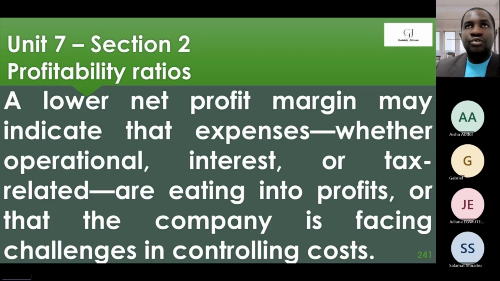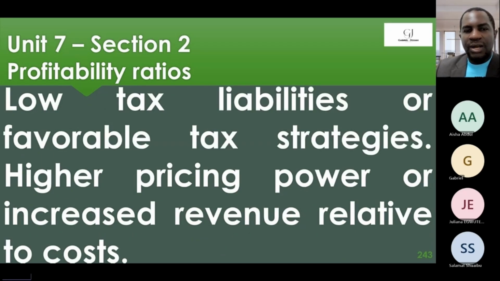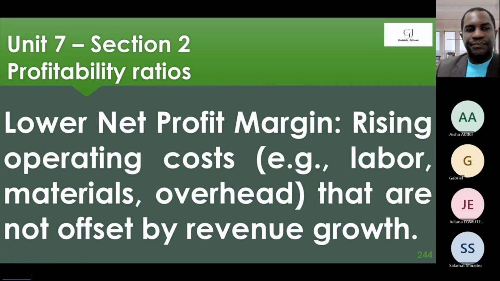So the company should be able to generate enough revenue to cover this expense and still have something to share out to people that have invested their resources in the company. So what are the costs and effects? A higher net profit margin shows that they are effectively curtailing costs, whether it's production, admin, financing, lower tax liabilities, favorable tax strategies, higher pricing power, increased revenue related to costs. While a lower net profit shows there's high cost, whether direct or indirect, that are not offset by revenue growth.